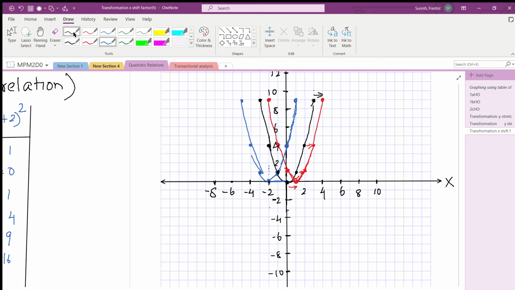Terribly sorry, that's a bad graph. Okay, so let me correct it the best I can. Okay, here we go.